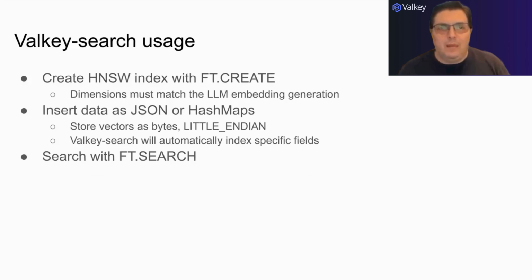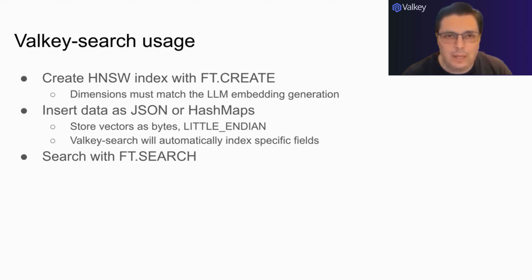So what valkey-search does behind the scenes, it'll create this HNSW index using command ft.create. And one caveat is that whatever your LLM returns, the number of dimensions in the index has to match that. You will then load data either as JSON data structures or as hash maps. And valkey-search will automatically index specific fields based on how you created the index. And then you'll be able to write commands such as ft.search.